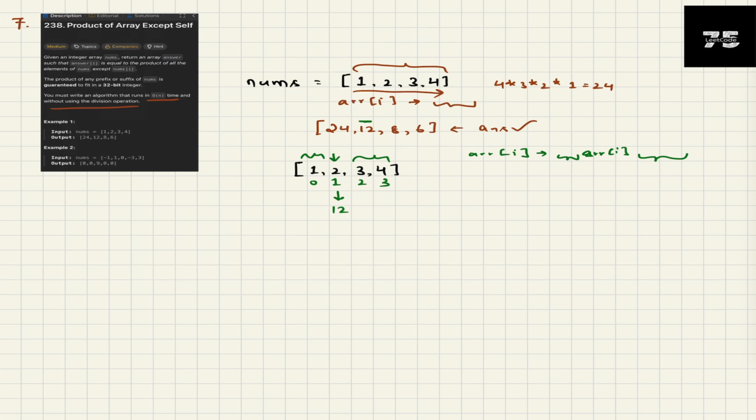Okay, and similarly for 3, let me use a different color pen. So for 3, what do I need? The multiple of everything that was before it and after it, right? So 4 2s are 8, 8 1s are 8. Now for this one, I need everything that is multiplied before this and after this. Let's say I'll mark anything that is multiplied after this as 1. Okay, so 3 2s are 6, so I'll have 6.